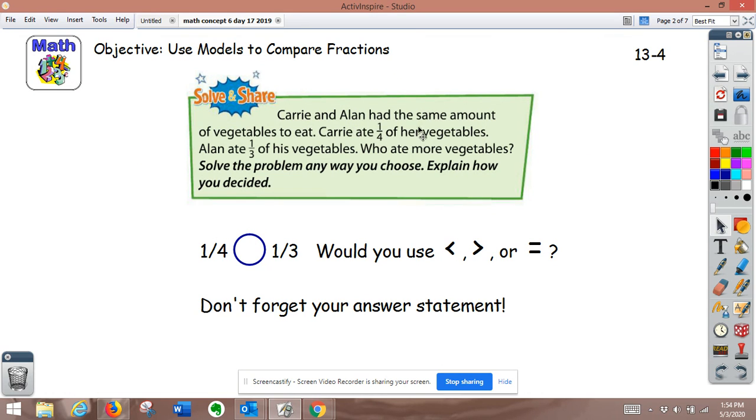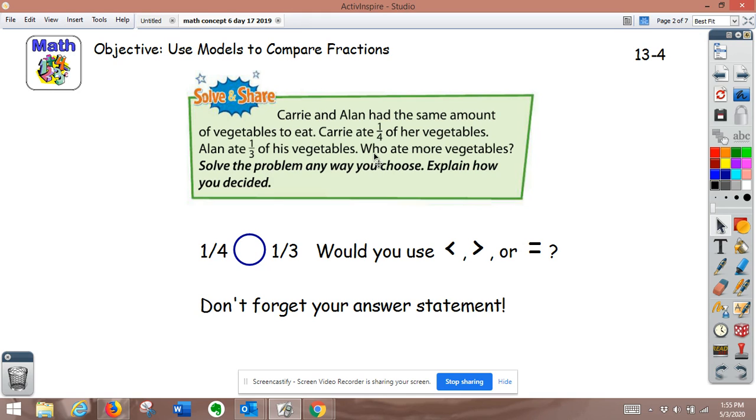Carrie and Alan had the same amount of vegetables to eat. When we're comparing, they've got the same amount on their plate. Carrie ate 1/4 of her vegetables. Alan ate 1/3 of his vegetables. So they ate different amounts, didn't they? Carrie ate 1/4. Alan ate 1/3. They had the same amount of vegetables, but they ate a different amount.